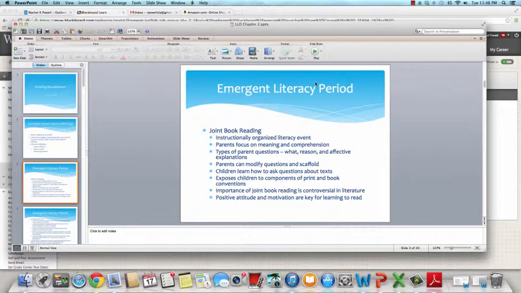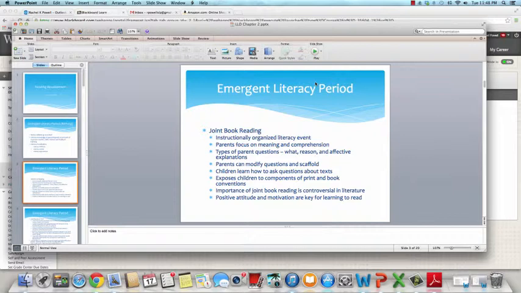That is still in the rhyming pattern, and they're not cognitively demanding. The books can be as simple as just one-word pictures per page. Those are often used in early childhood as well. But as parents, they typically tend to focus on meaning and comprehension. And then there are types of questions that parents ask when they're reading stories.